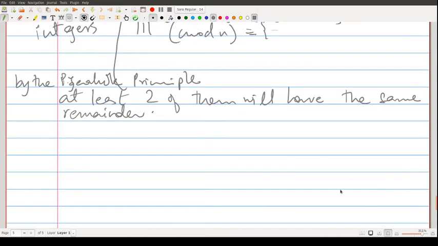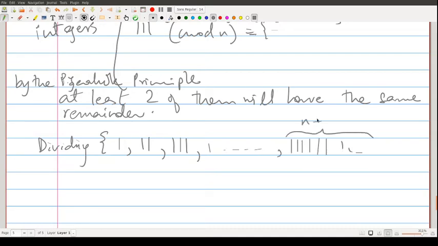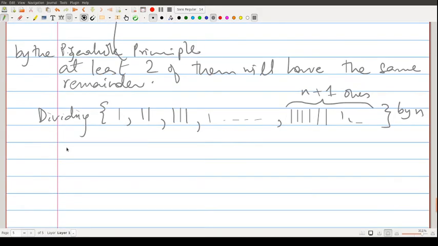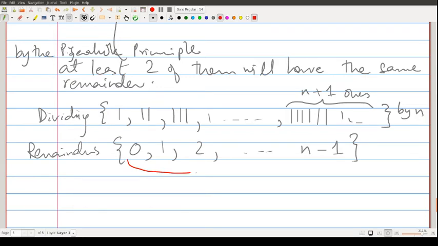Okay, here's the list. The numbers that we're dividing are 1, 11, 111, and so on up until the number which has n plus 1 ones. I'm dividing all of these numbers by n. So the number of numbers being divided is n plus 1, and the possible remainders, when I'm dividing by n, will be 0, 1, 2 up until n minus 1. So how many numbers are these? These are n remainders. If you start counting from 1 to n minus 1, you have n minus 1 plus another 0, which gives you n remainders, and these are n plus 1.